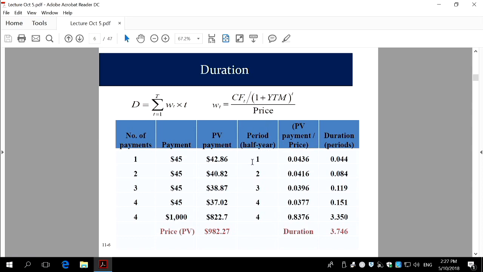Then you multiply each payment time with its weight. And eventually you get each of those terms. Then duration is the sum of all those terms. Then you get the duration. Of course, the number here is not very precise because I just use 3 decimals here.